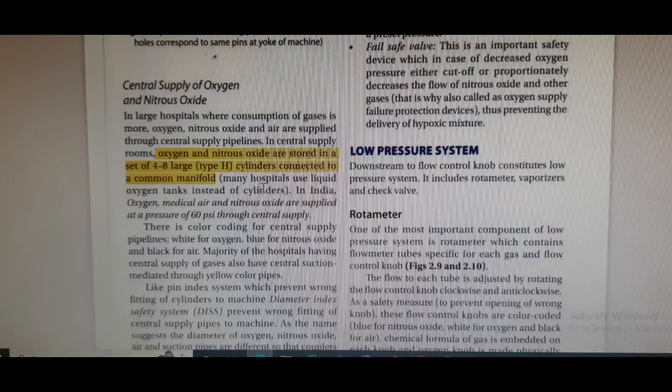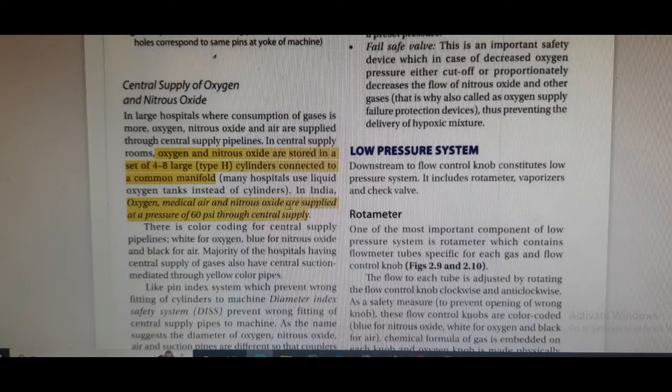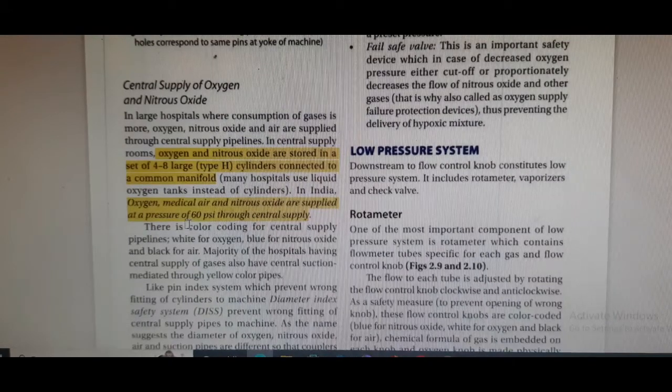In India, oxygen, air, and nitrous oxide are supplied at a pressure of 60 psi, pounds per square inch. So that is the pressure of the gas being supplied through central supply. In OTs, you can observe certain pipelines connected to a big box on the wall or the ceiling. That is the central supply. From there, the oxygen, medical air, and nitrous oxide are supplied to the anesthesia machine.